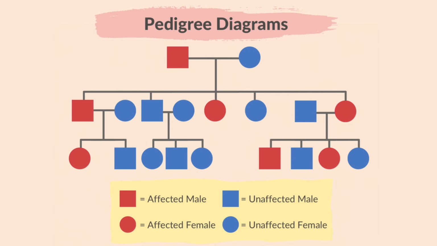In a pedigree diagram, males are shown as square shapes, while females are shown as circles. Affected individuals are shown in red, while unaffected ones are shown in blue. Horizontal lines connecting males and females show that they have offspring, which are displayed beneath each couple.